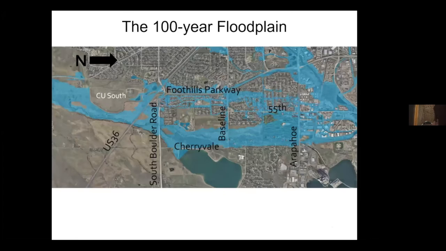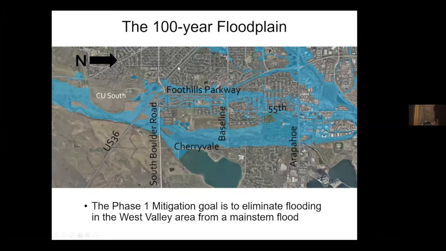So let's focus on the Phase 1 flood mitigation plan, the current plan. Here again is another picture of the 100-year flood extent shown in light blue. And again, north is to the right, so west is at the top of the screen in this case. We've got Route 36 here on the left-hand side traversing across.